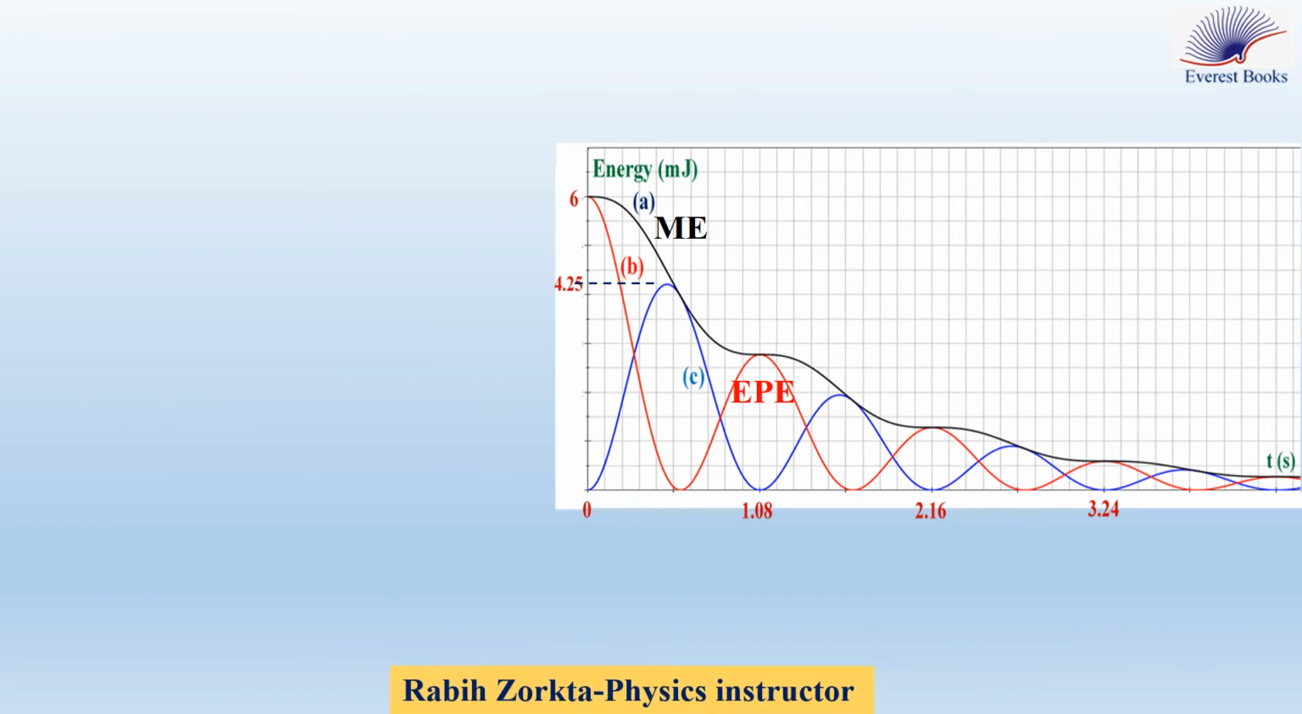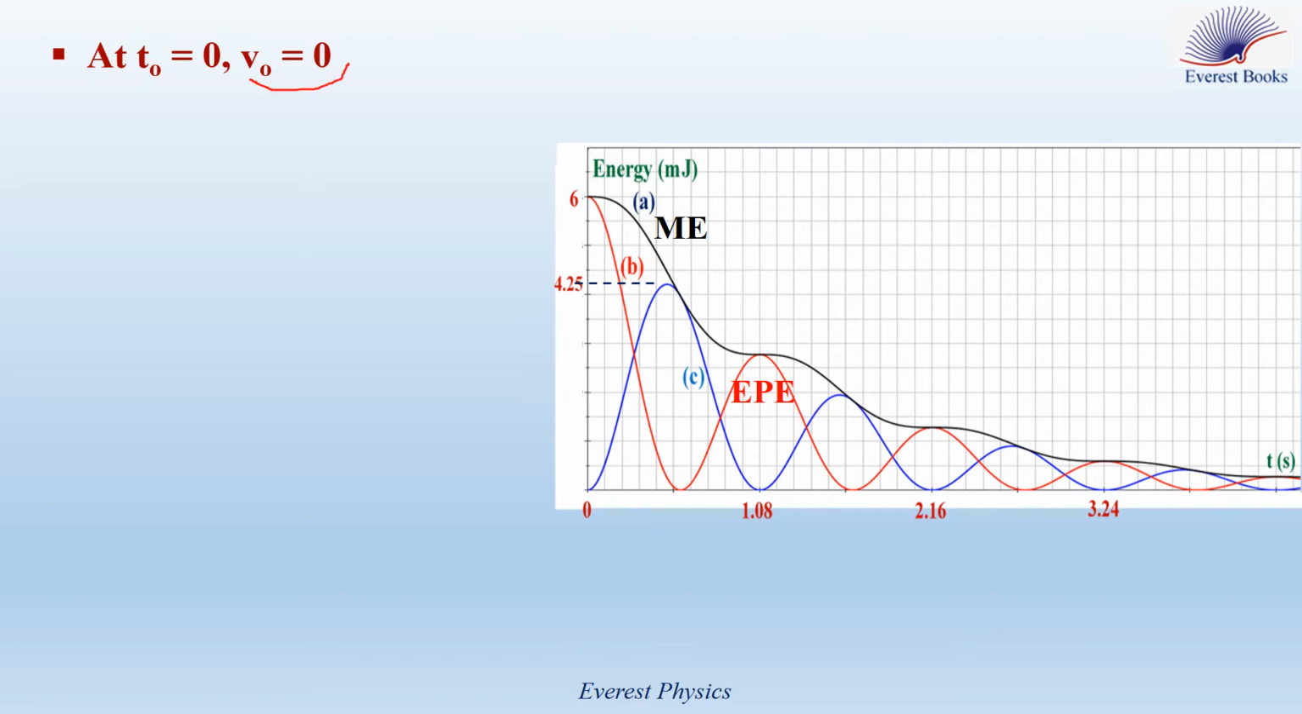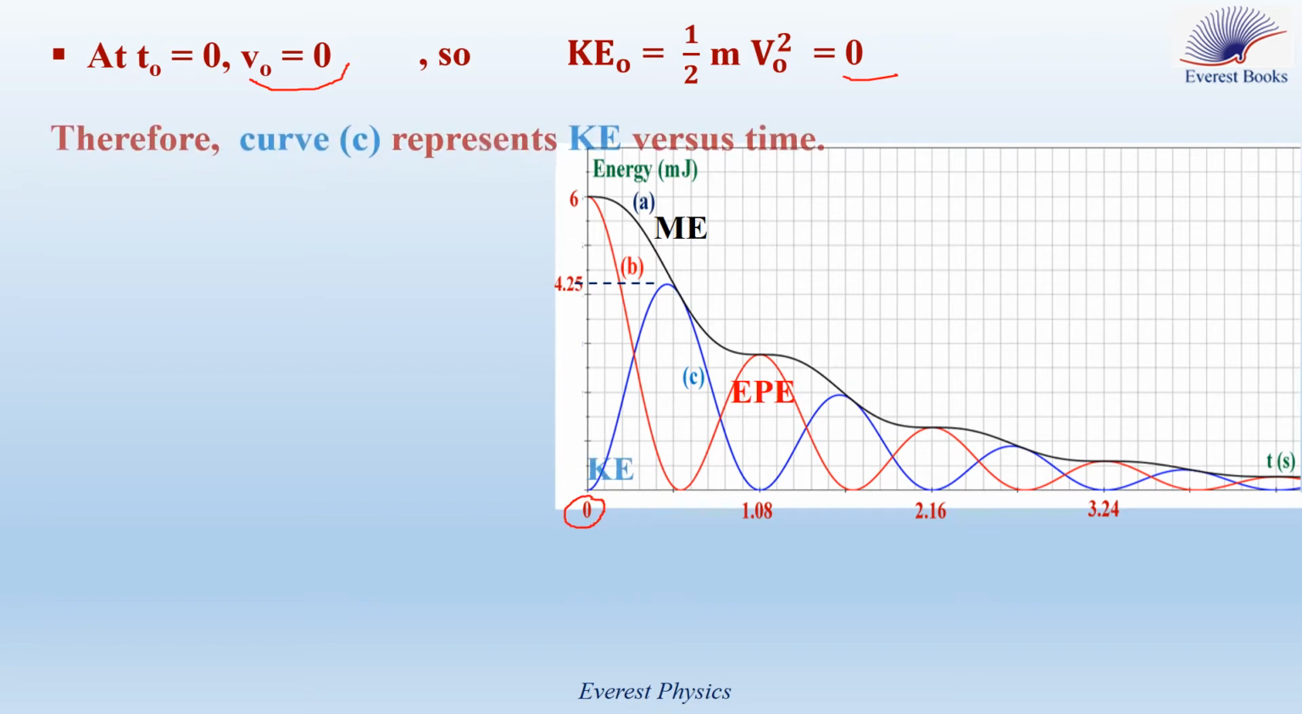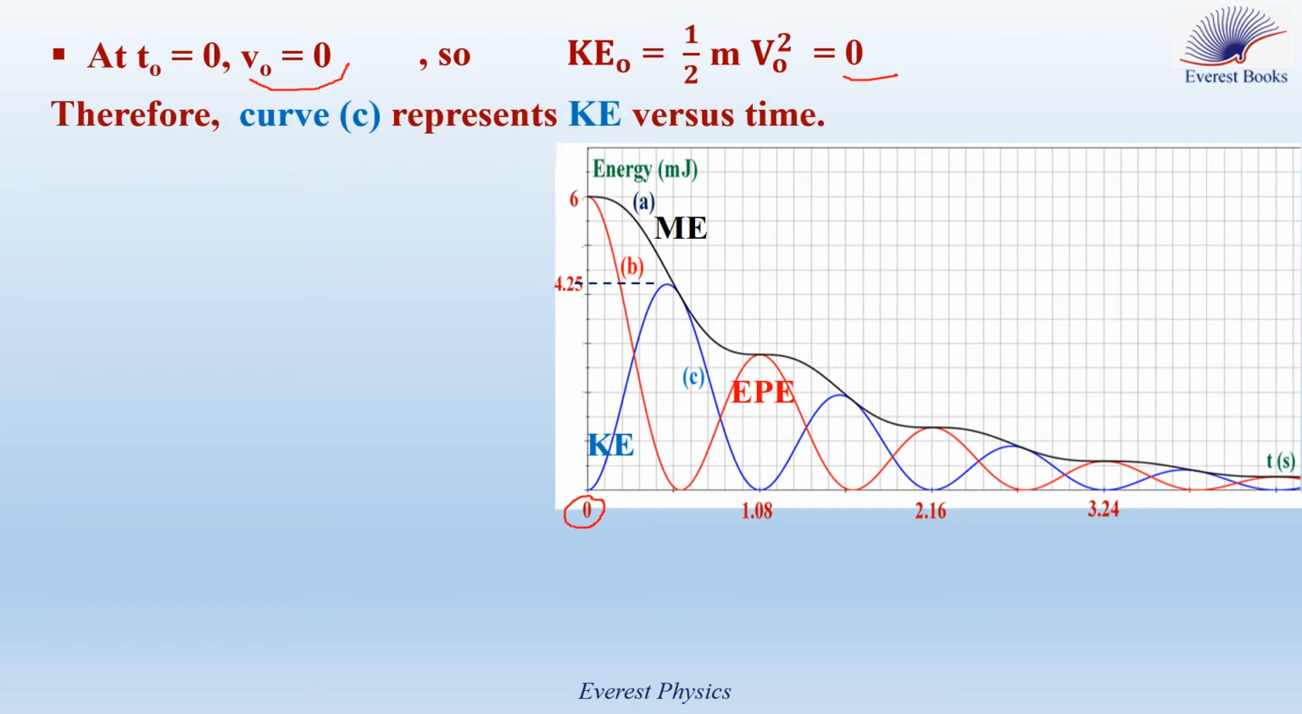Now, let's move to the kinetic energy. The block starts from rest at t0 equals 0, so the initial speed of the block is equal to 0, and then the initial kinetic energy of the block is equal to 0. According to curve C, the energy corresponding to this curve is equal to 0 at t0 equals 0. Therefore, curve C represents the kinetic energy of the block versus time.